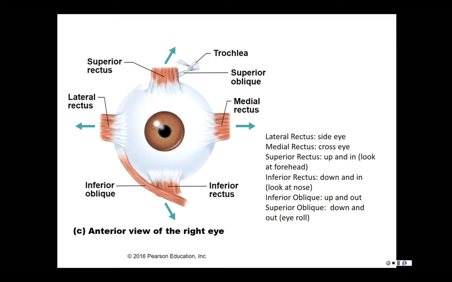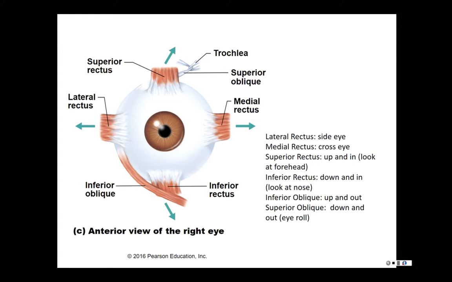If you've got the PowerPoint printed out, those are reversed. This is true. The inferior oblique goes up and out, see it tugs on the eye here and points the eye up and out. The superior oblique tugs on the eye and points the eye down and out. So either way, you're going out but down.